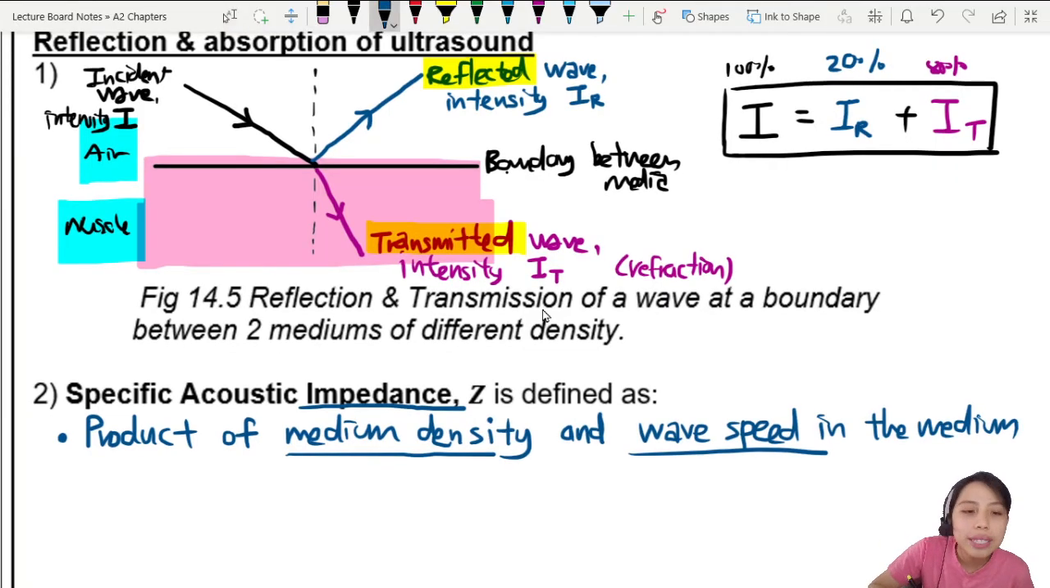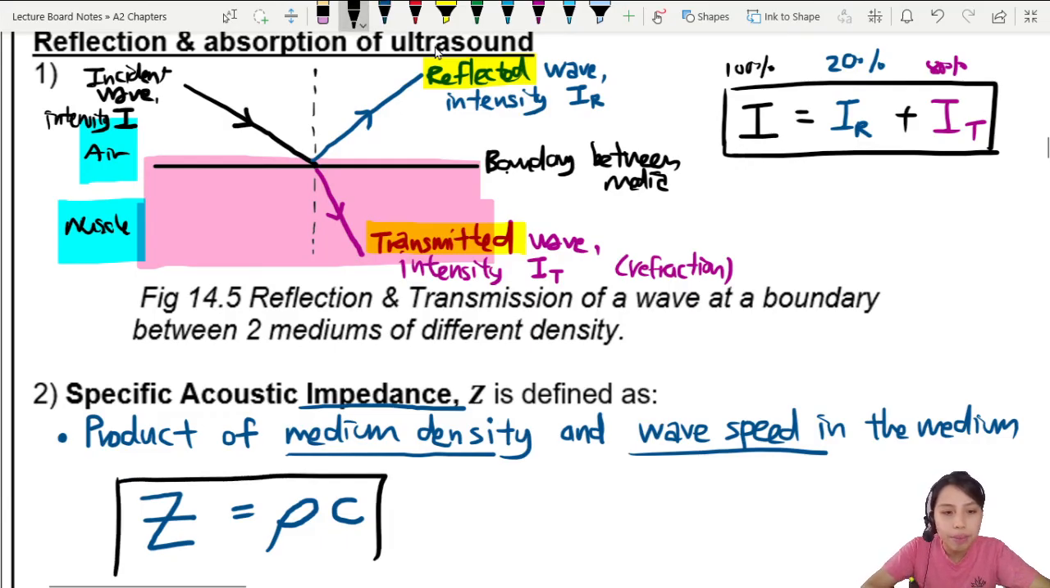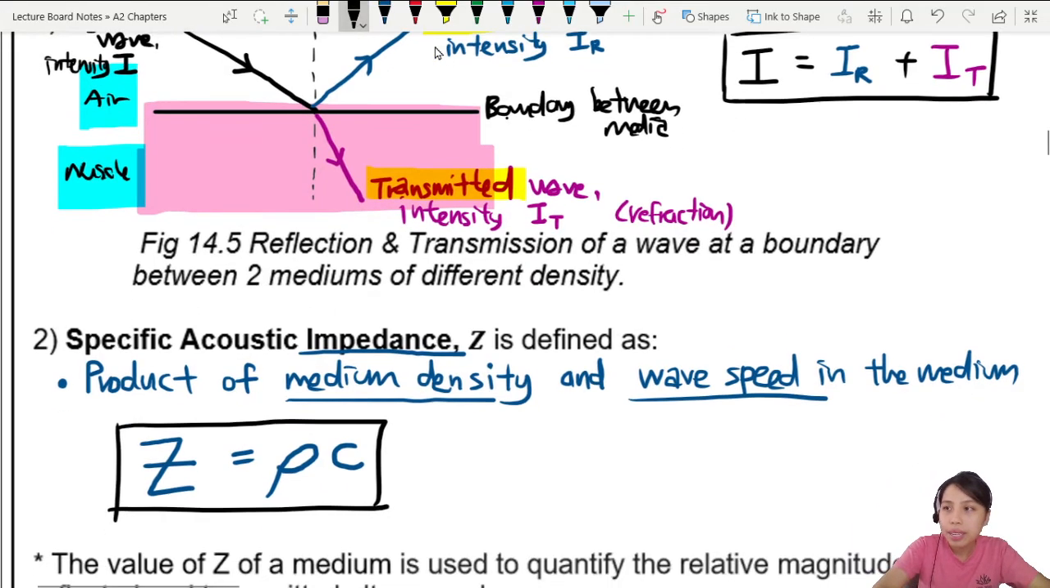So we calculate the specific acoustic impedance Z, however you pronounce it. This will be the medium density, the density of muscle, density of bone, times the wave speed. Now, this c is not the speed of light, so don't confuse this. It's just the speed of the wave. So I'm going to put a box there. It's a pretty important equation.